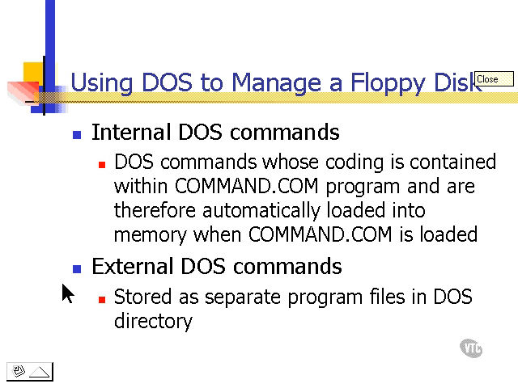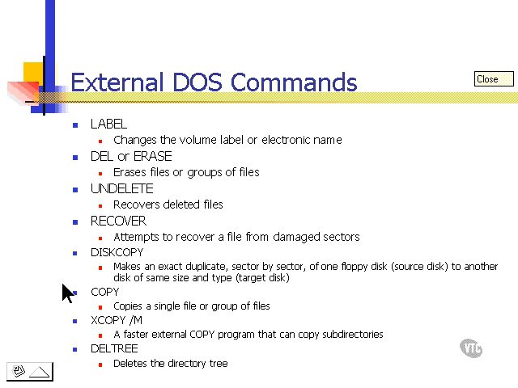For example, external DOS commands include label, which changes the volume label or the electronic name of a disk; delete or erase, which erases a group of files. Be very careful with that one because sometimes undelete will work, but other times if we delete and then write to the same place on a disk, then we can't undelete. So whenever you delete or erase anything from a computer, take precautions.